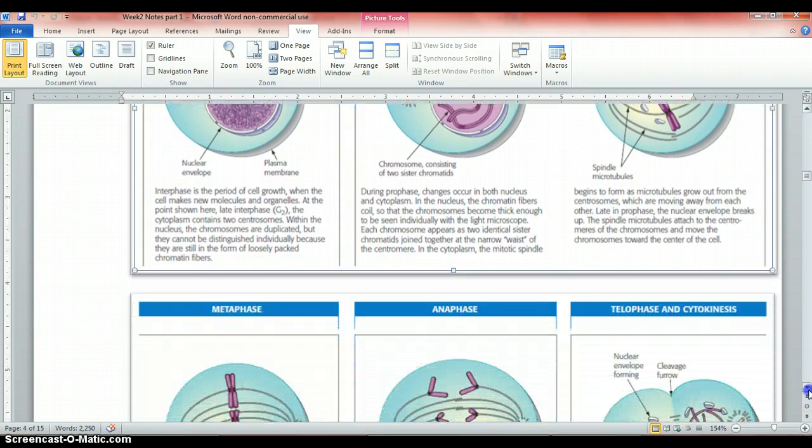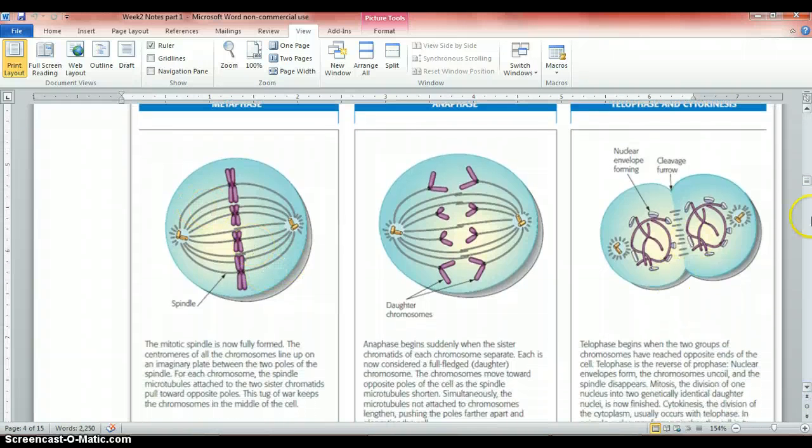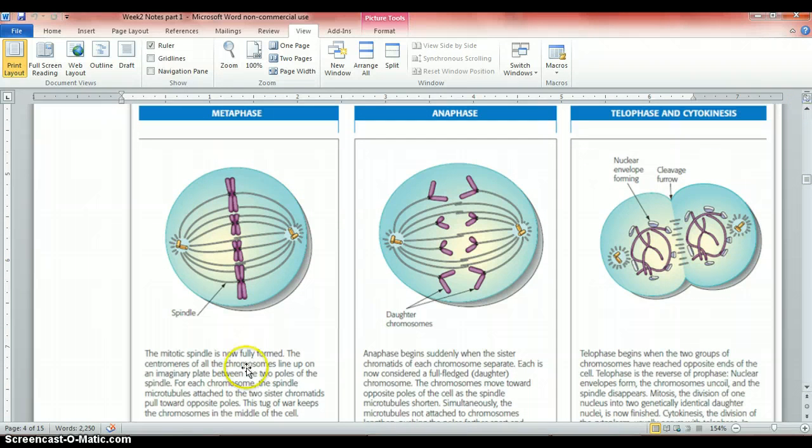So let's go down to the next one, which is metaphase. Metaphase is where all our chromosomes line up in the center, right? Anaphase: chromosome pair, one chromosome goes to one side, one chromosome goes to the other side. Telophase and cytokinesis. So now we've got all our dudes on each side.